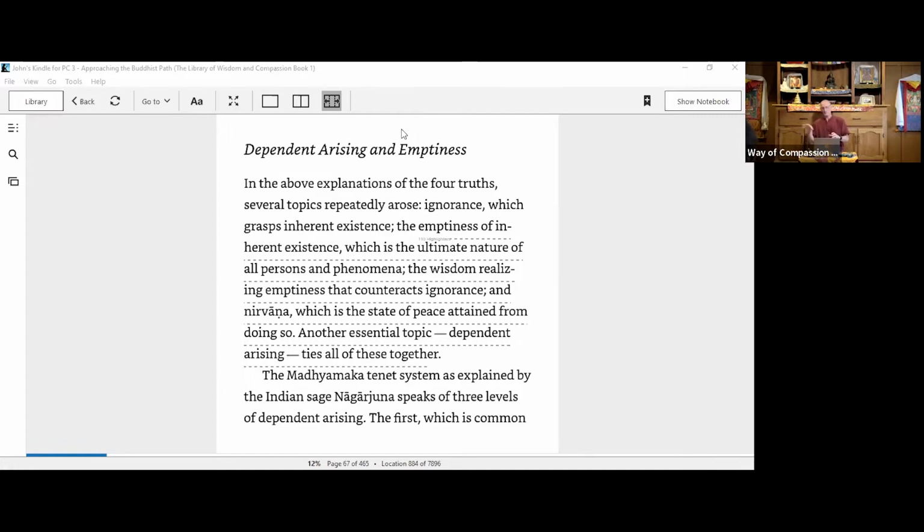So that's the opposite. That's what liberates us, the wisdom realizing emptiness that counteracts ignorance. And nirvana, which is the state of peace attained from doing so. In other words, once we perceive and understand this experience, then we're free. We're no longer a prisoner of our conditioned mind and our misperception.